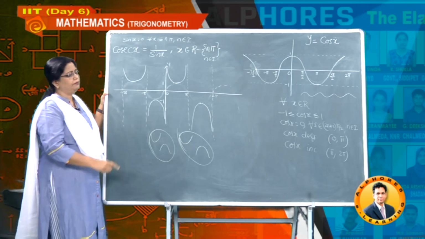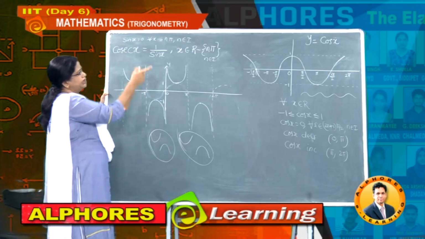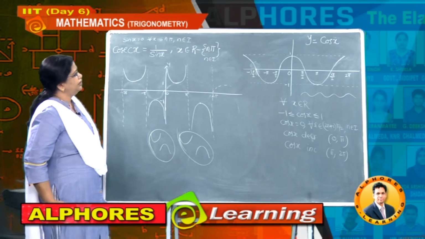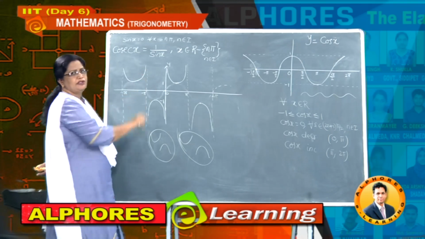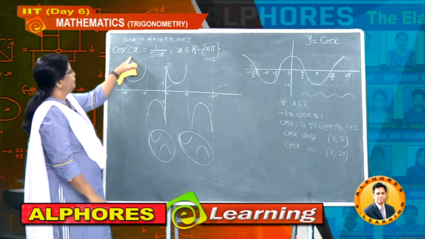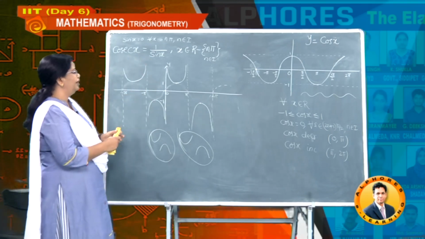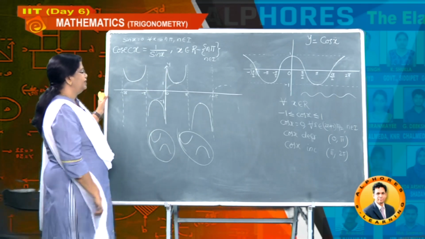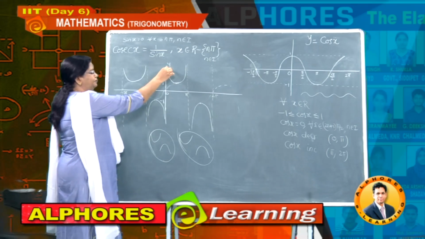Period of the function. So what is the period of the cosecant graph here? The period of the cosecant function is nothing but how much? It is 2 pi. Okay students, so the period of the cosecant function is 2 pi. And next one is the increasing and decreasing nature. So what are the increasing and decreasing natures here?